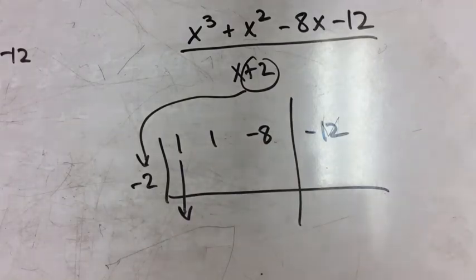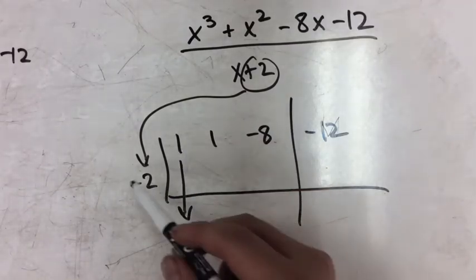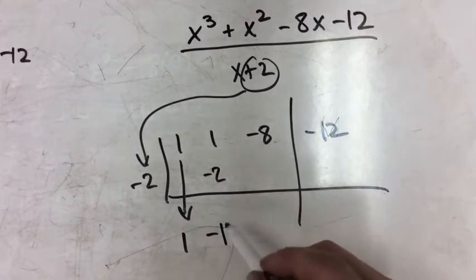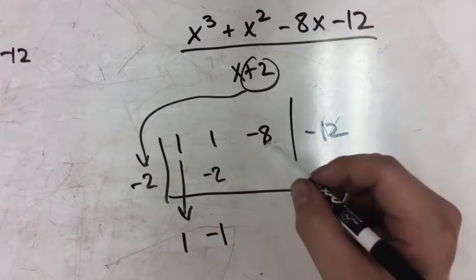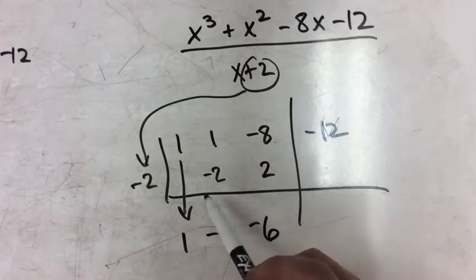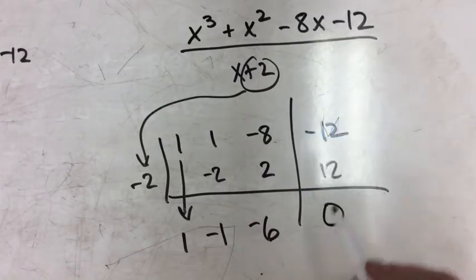So this will be negative 2. So negative 2, or sorry, this is just 1. So negative 2 times 1 is negative 2. I add these. This becomes negative 1. Negative 2 times negative 1 is 2. I add these. This becomes negative 6. Negative 2 times negative 6 is 12. I add these. This is 0.